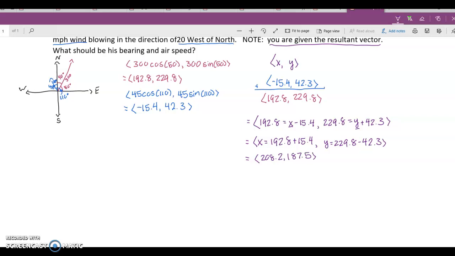So this gives us our component form, but remember, we want to find his bearing and his airspeed. So let's start with airspeed. Magnitude. The magnitude of this, remember, we take the square root of our x component squared plus our y component squared. Working that out, you should end up with 280 once you round it. So 280 miles per hour is his airspeed.